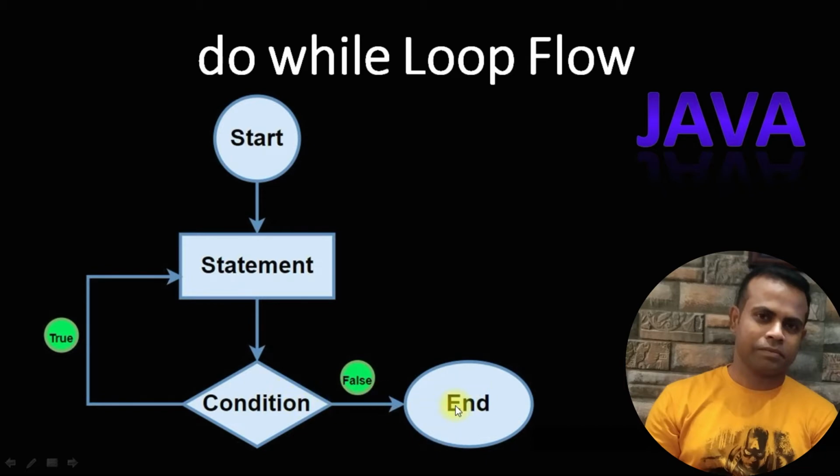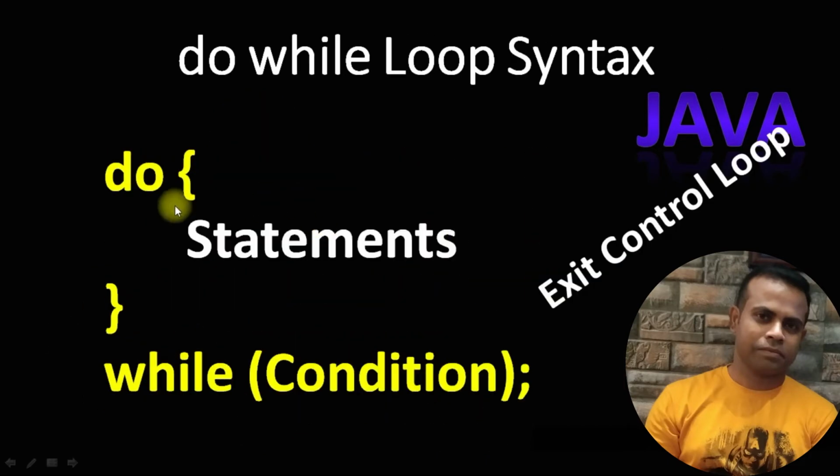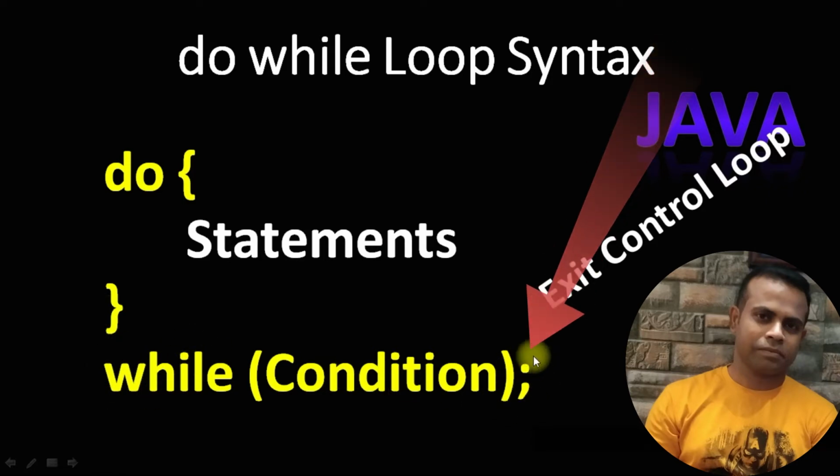The same syntax we wrote here: first your do, then the second bracket starts here with your logic or statement, then the second bracket closes, then your while condition, and here you have to keep in mind you have to put a semicolon.